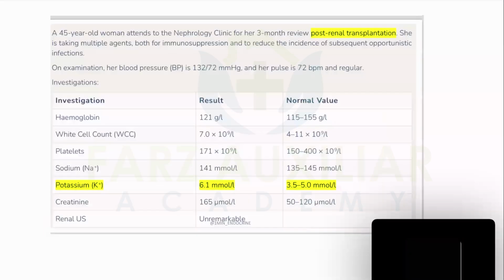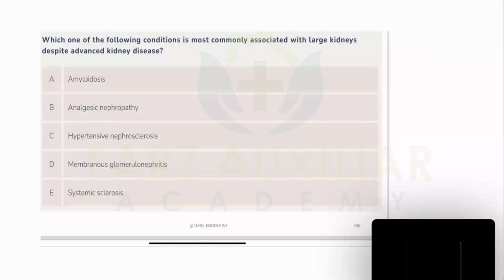Sir, in diabetes we'll have also, diabetes also. Right. Absolutely. HIV, sir. We'll have large kidneys. Totally. HIV can also. HIV, yeah.